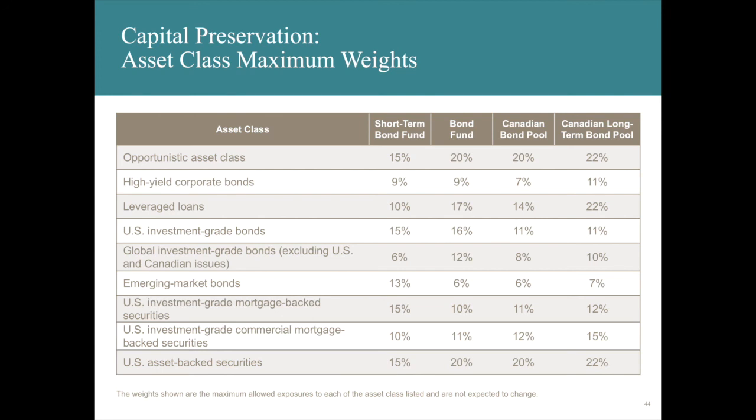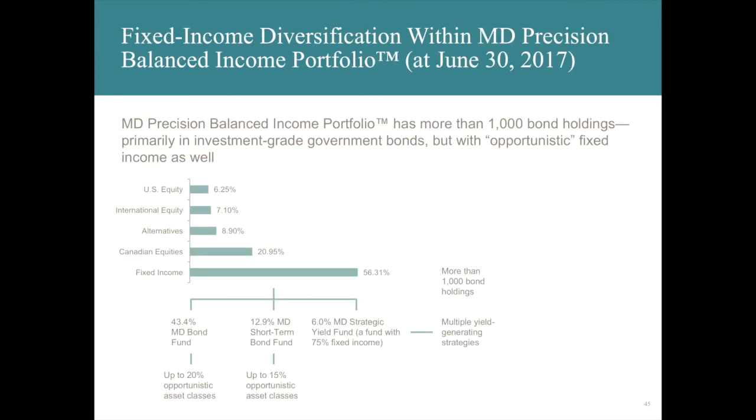If we look at the MD Precision portfolios, which is our portfolio solution on the MD Management side, on the MD Private Investment Counsel side we actually build portfolios with the individual components. We do something similar with the Precision portfolio. The big difference is that you don't get to see those individual components as much. You see that fixed income in our balanced income portfolio at June 30th is about 56%, and that 56% fixed income is not just one fund. The bulk of it is the MD bond fund.